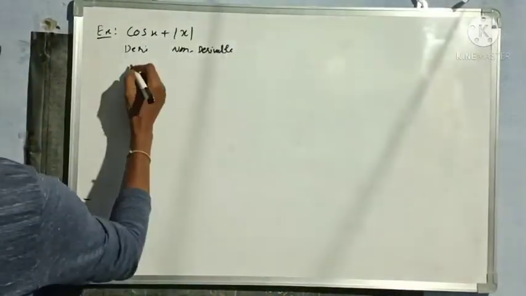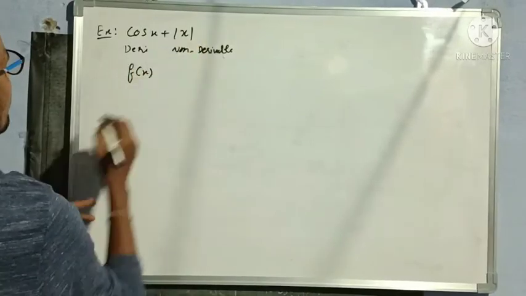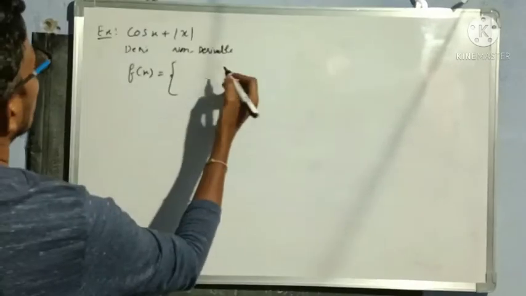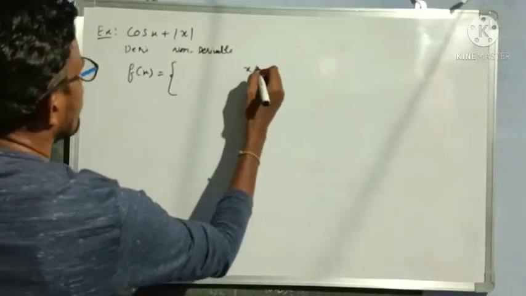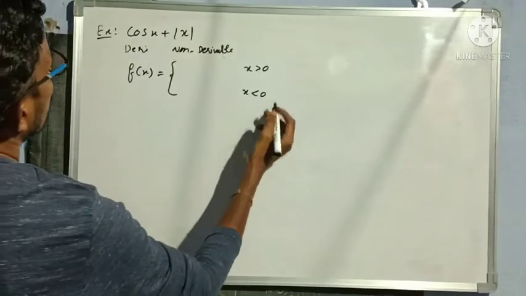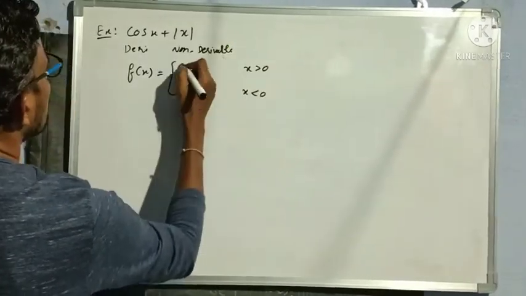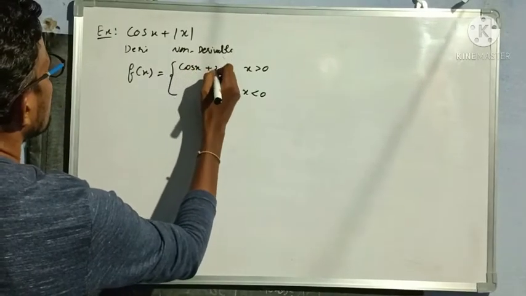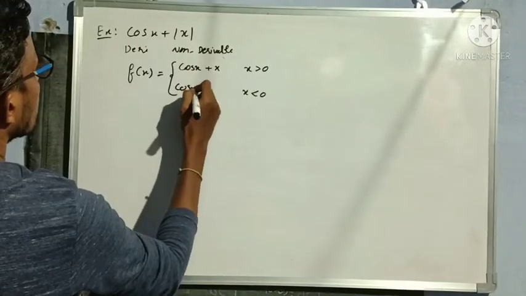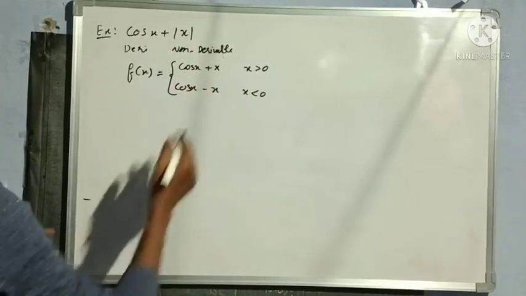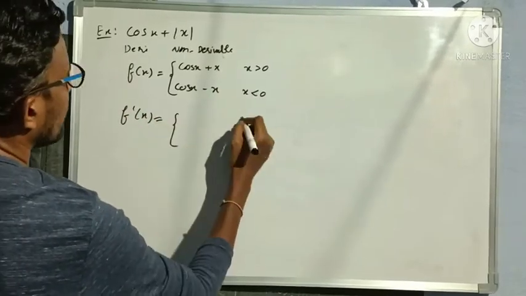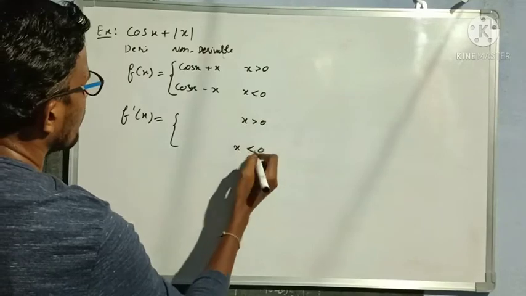Anyhow, first let us see f of x, because here mod x is there. So f of x, let us consider like this: when x is greater than 0 and when x is less than 0. Okay. x greater than 0 means positive x, so I am getting here cos x plus x. x less than 0 means negative x, so cos x minus x. Okay. Now let us differentiate there itself. So f dash x is equal to, here the conditions are the same, x greater than 0, x less than 0.